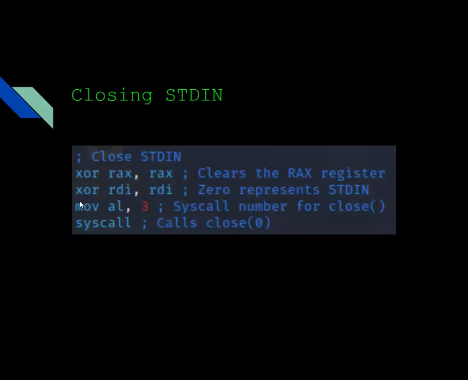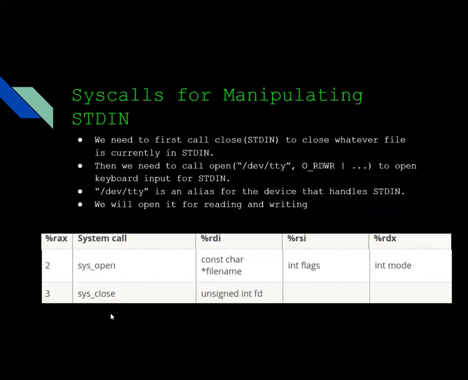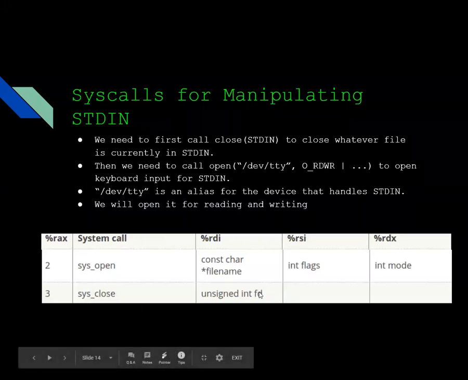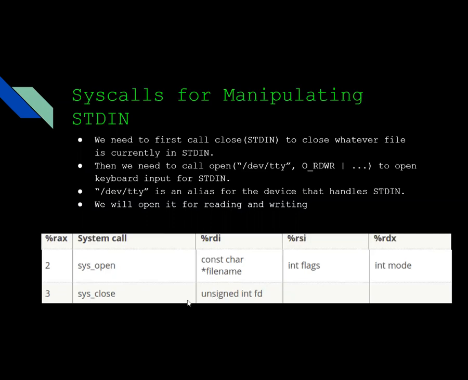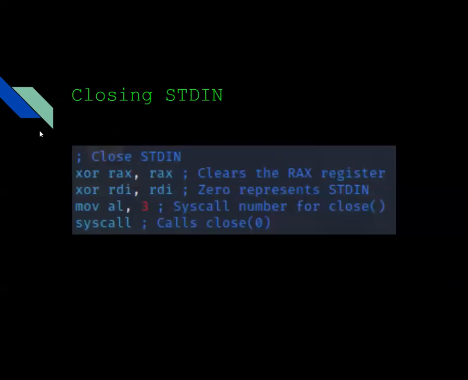So closing STDIN is pretty simple. You just have to XOR RAX and XOR RDI, move the syscall number into AL, and then use the syscall. Since sysclose takes the file descriptor in RDI, we just have to give it 0, and 0, as I said earlier, represents STDIN. So that should be enough code for closing STDIN.